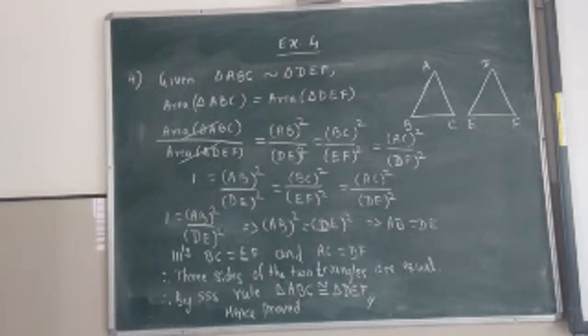Given that triangle ABC is similar to triangle DEF, we had to prove triangle ABC is congruent to triangle DEF, and we proved that.